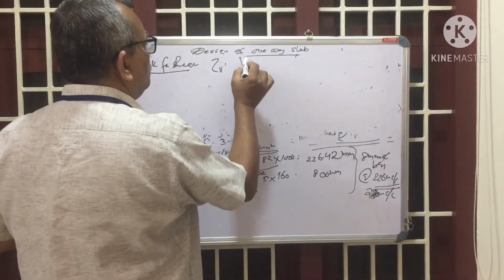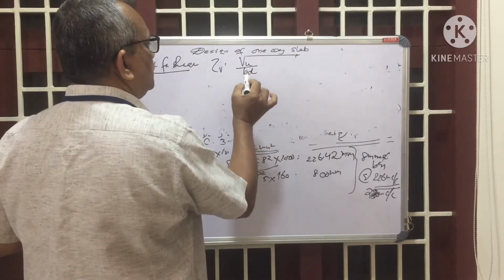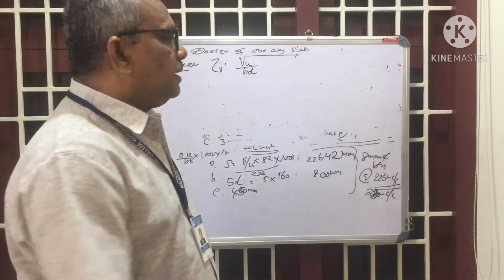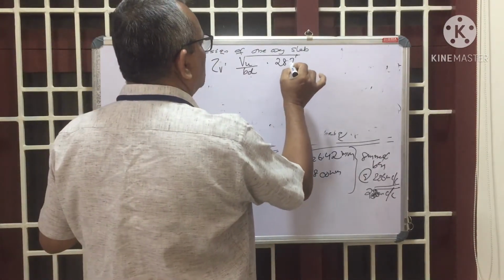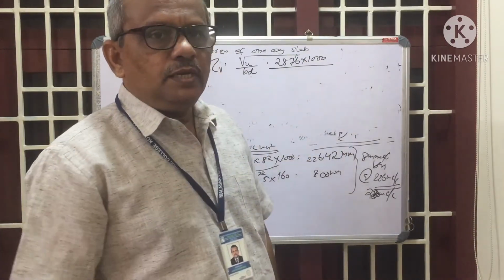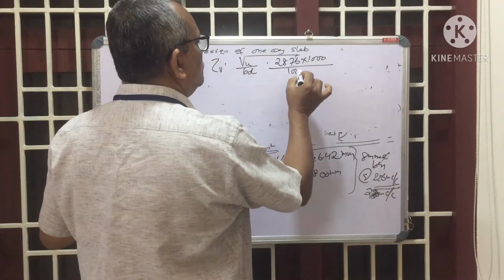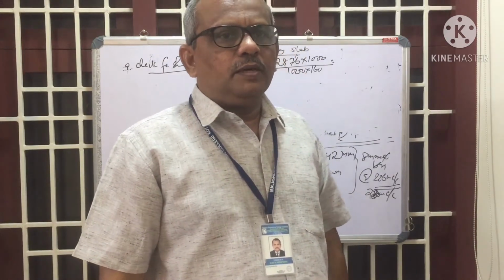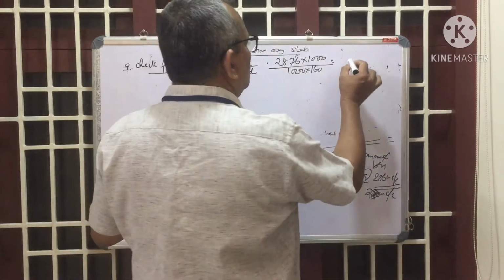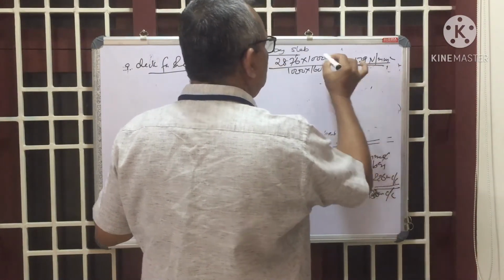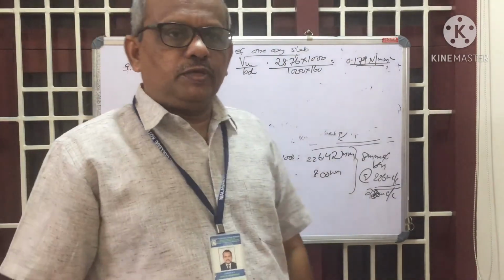That's equal to Vu, the maximum shear force, divided by b into d. We have already calculated the maximum shear force. It's equal to 28.76 kilonewton, or into 1000 newton, divided by, what is b? b is equal to 1000, into d is equal to 160. That is tau v, the same thing as we have done in the beam. Vu by bd is equal to 0.179 Newton per mm squared.